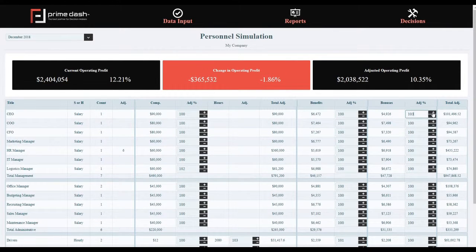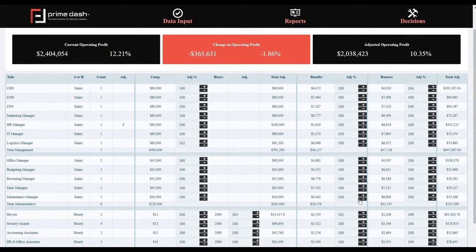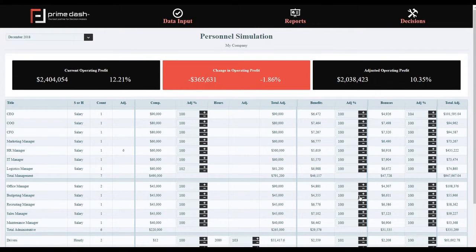You can use the personnel simulation to know immediately how specific changes in your personnel plan will affect your overall profitability, develop a strategic personnel plan moving forward, and know if you can afford to hire more people, offer benefits and bonuses.